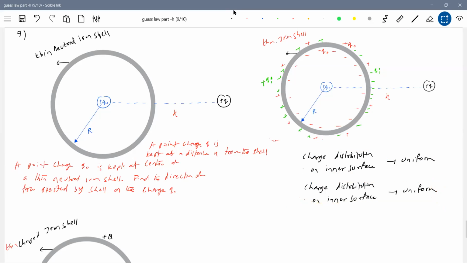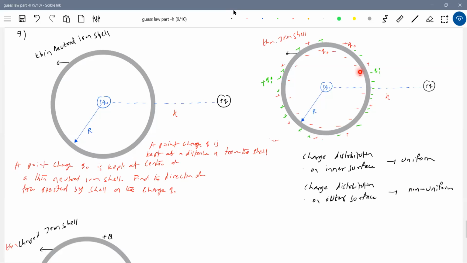You do have plenty of questions. Charge distribution on the outer surface will be non-uniform. If I remove this point charge plus Q, then it will become uniform on the outer surface. Because of the presence of this charge, it will be non-uniform. Getting the idea? Okay, fine.